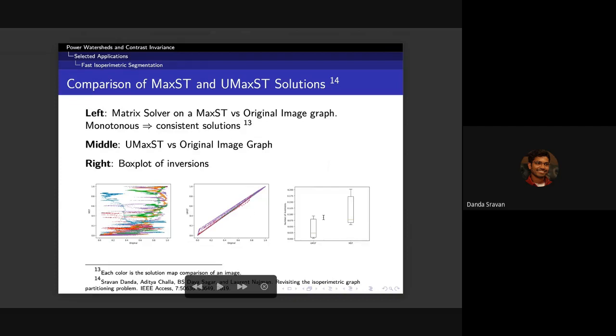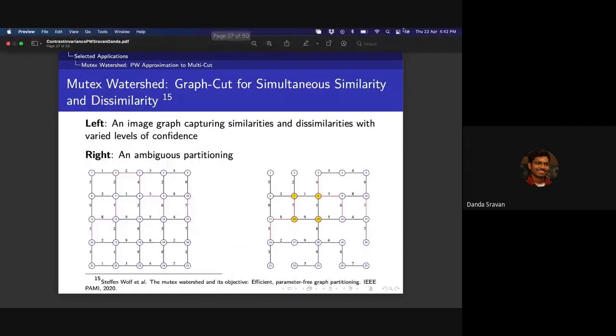Meaning not consistent with the original solutions. On the other hand, solving it on an arbitrary maximum spanning tree is no good. This has a lot of inconsistencies. So this is where it's helpful in speeding up, scaling up the algorithms which are popularly used, by exploiting the contrast invariance.